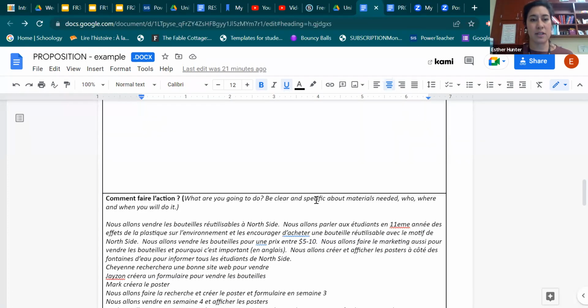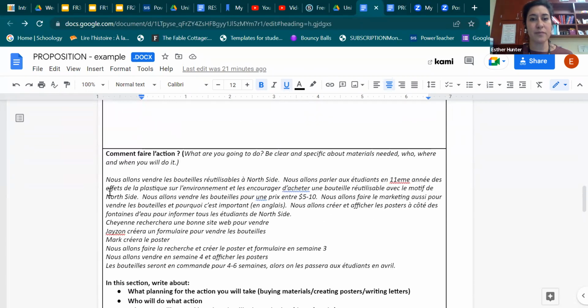So let's go back to the example again. There's quite a lot of writing here. We're still using different kinds of French, and you may be playing around with lots of different tenses. So this is nous allons vendre. We're going to sell reusable water bottles. They're going to focus on 11th grade students and encourage them to buy water bottles with a Northside emblem motif. They gave the price they're going to sell it at. They're going to do marketing as well, but their marketing is going to be in English.